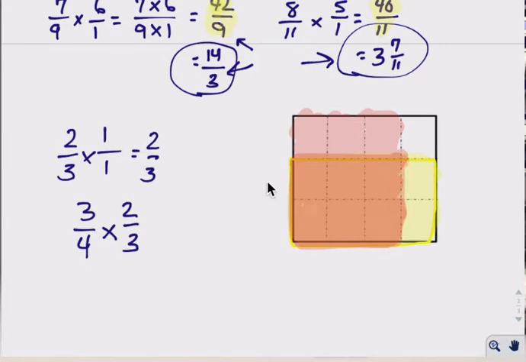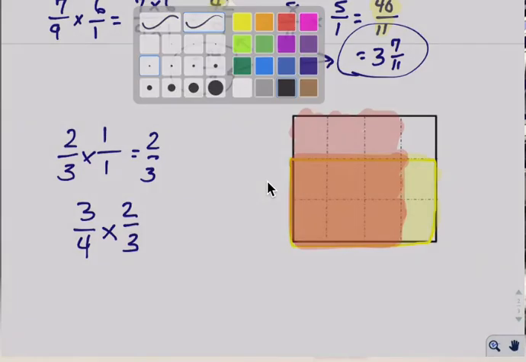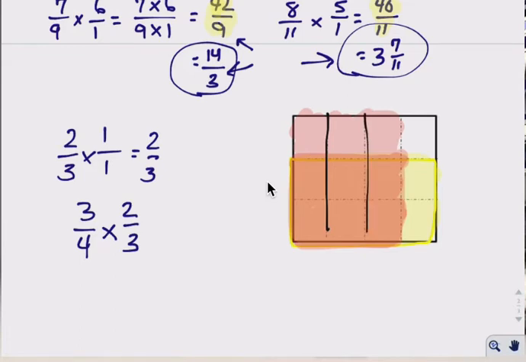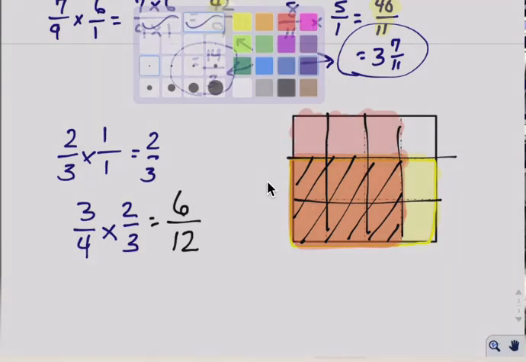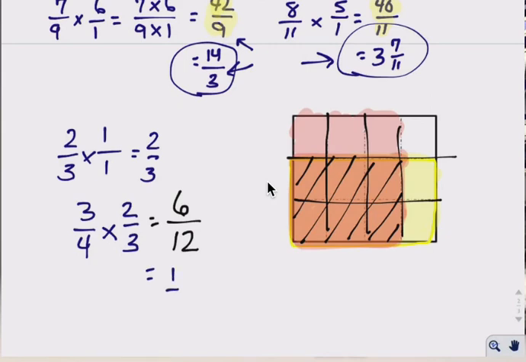Well, if we look at the total whole again and look at how it's broken up, we see that our whole is broken up into 12 equal parts. So our whole is broken into 12ths. The part that overlaps, the 3/4 of the 2/3, well, that's 6 of those 12ths, which is equal to 1/2. So 3/4 of 2/3 equals 1/2.